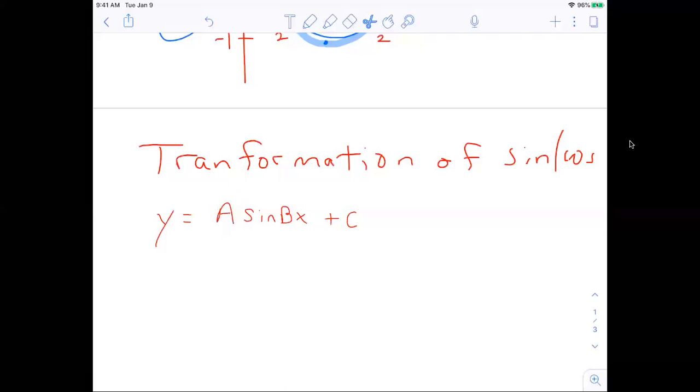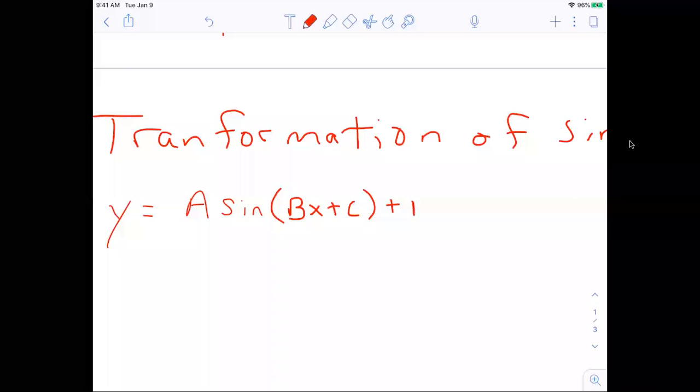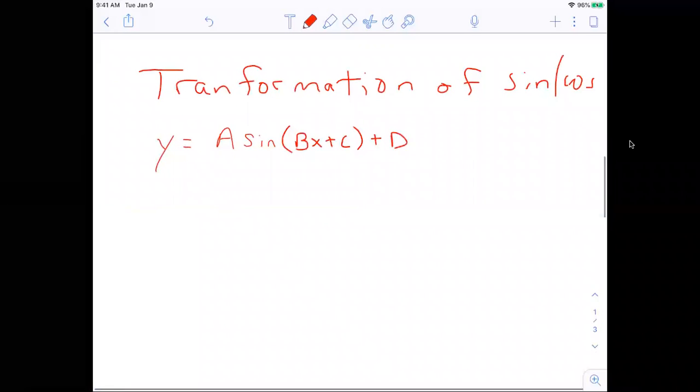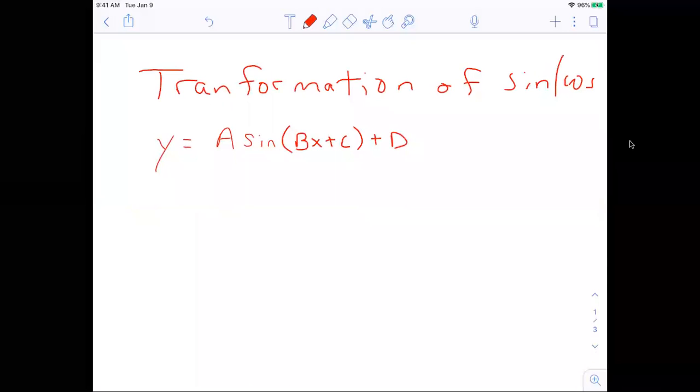And in fact, sometimes you will see it even written this way. And I'm going to ask you guys to erase, and we're going to leave it this way. Bx plus c, and then plus d. All right, and it may oftentimes be written this way, so I'm going to refer to it like this. But there are lots of variables, okay? We have an A, we have a B, we have a C, we have a D.